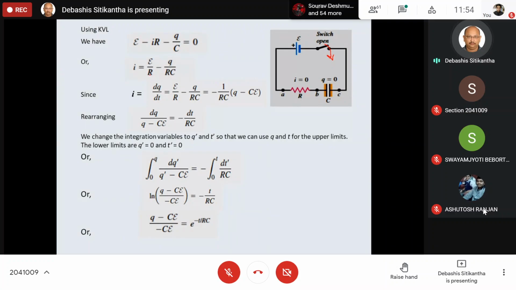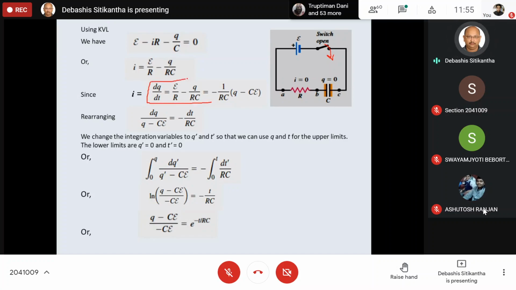Now from this, let us take out I. So I is equal to E by R minus Q by RC. That means I have taken this IR onto one side and divided the entire LHS and RHS by R. Now since the current is equal to the rate of change of charge, it is written as dq by dt. So in place of I, I have replaced it by dq by dt, and this is equal to this much.